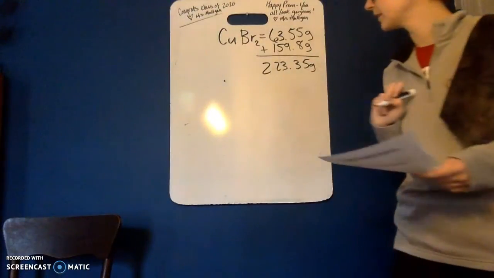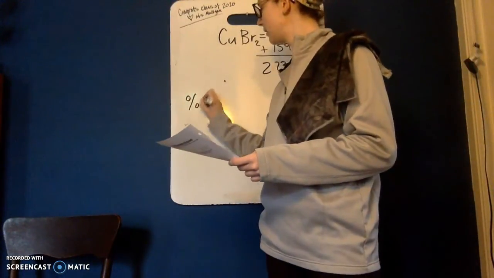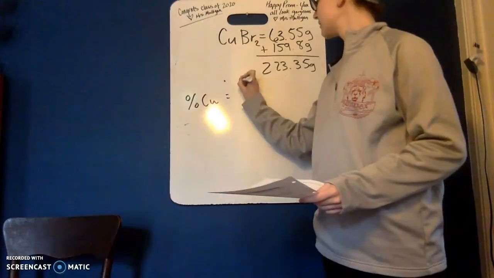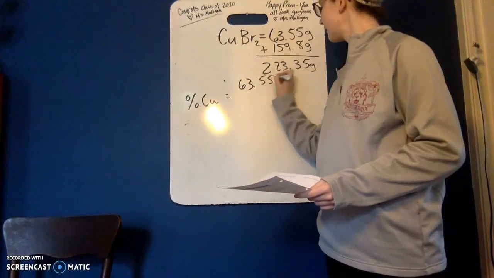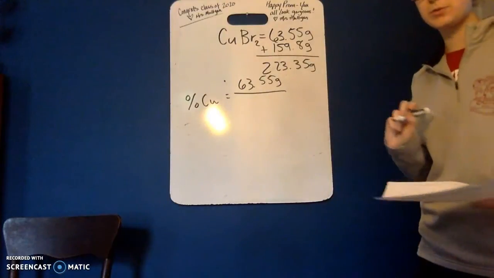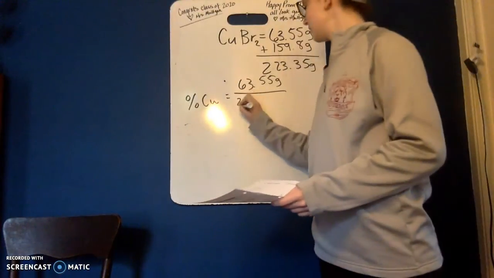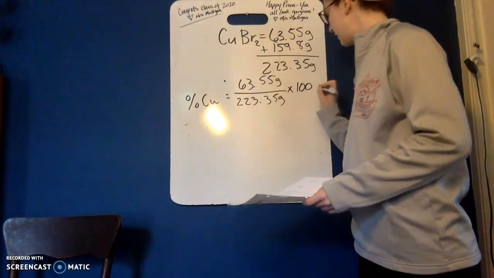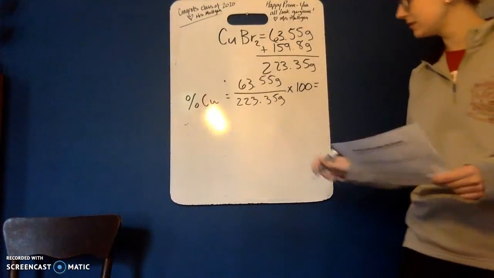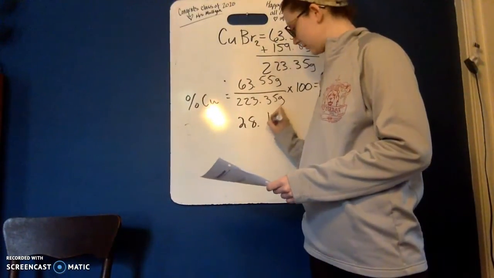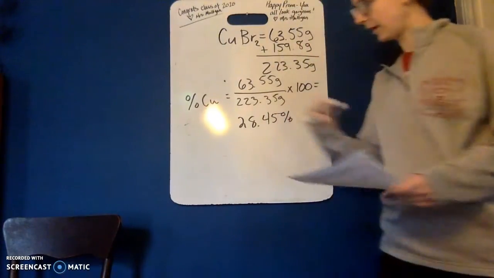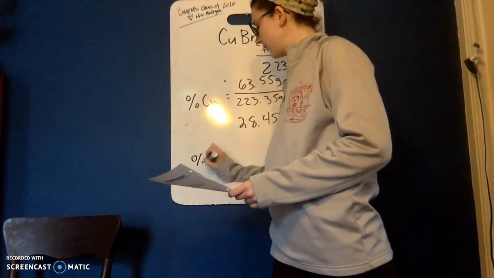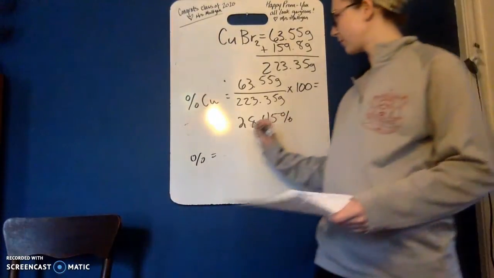223.35 grams. To find the percent of copper, I'm taking the molar mass of copper, and since there's only one, it's just one of them. So that's 63.55 grams divided by the total molar mass of the compound, 223.35 grams, and I multiply by 100 in order to output it into a percent, and I get 28.45% of copper.